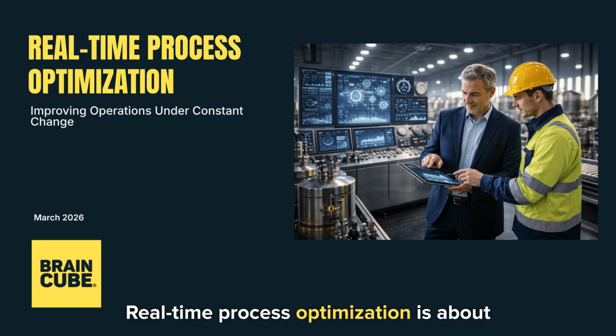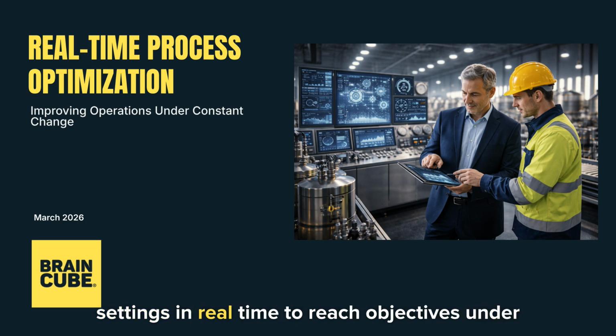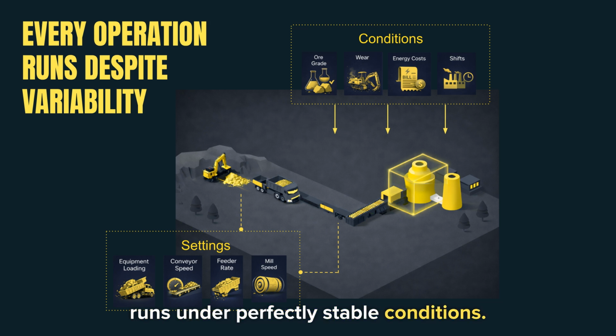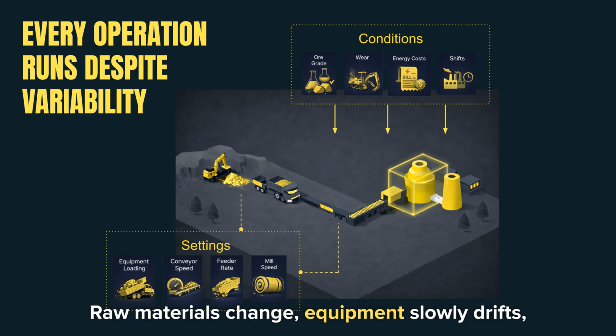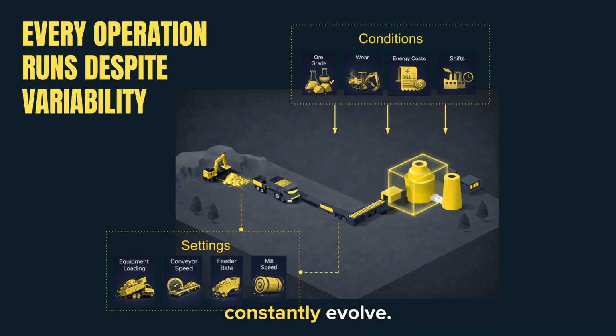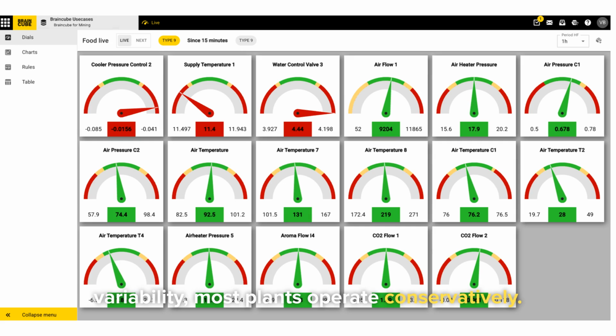Real-time process optimization is about delivering live prescriptions in order to adjust settings in real time to reach objectives under changing conditions. No process ever runs under perfectly stable conditions. Raw materials change, equipment slowly drifts, operators rotate, and external conditions constantly evolve. Because of this variability, most plants operate conservatively.